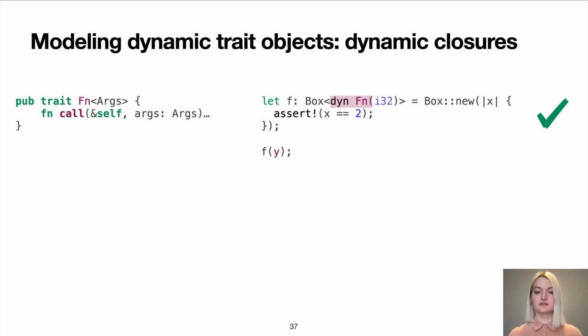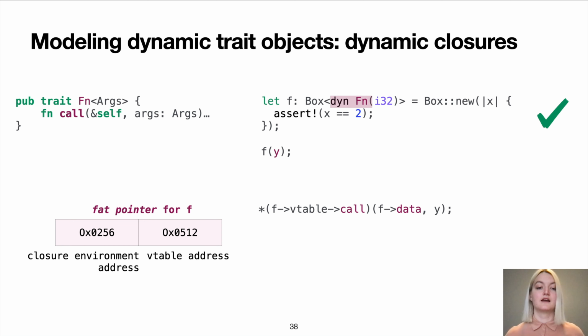So dynamic closures, as we saw in the example, are when you treat a closure as a dynamically dispatched object. And here specifically, we're using a dyn Fn, where Fn is a trait defined by the Rust standard library that implements call. Call takes a reference to self as well as some arguments. And this code successfully verifies in Kani, as you would expect. And the way the closure is actually implemented is that for the data address, closures map to the closure environment, and the vtable address is a vtable that will point to this call method. The call is then replaced with the call to the data, as well as whatever arguments.